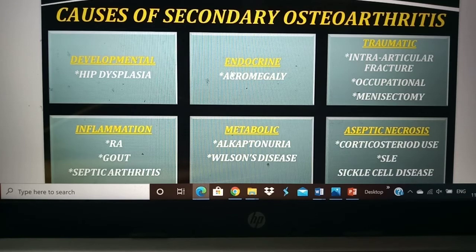Then endocrine problems, acromegaly, can lead to osteoarthritis in the later stage. Traumatic: any fracture, or football players when they put a lot of stress on their knees and hips, and they have had meniscectomy, where the meniscus of the knee joint is removed. So these are all traumatic causes. When people have fallen, when they've had accidents, when there has been a fracture, and there are various other factors, all these are traumatic causes of secondary osteoarthritis.